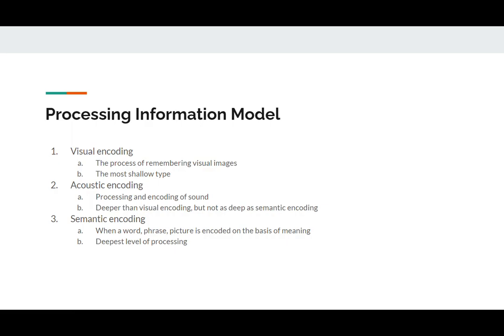The third type, which is the deepest level of encoding, is semantic encoding. It is when a word, phrase, picture, etc. is encoded on the basis of meaning rather than the sound or vision of it. Studies show that people have a better memory when using semantic encoding, since it's the deepest level of processing.